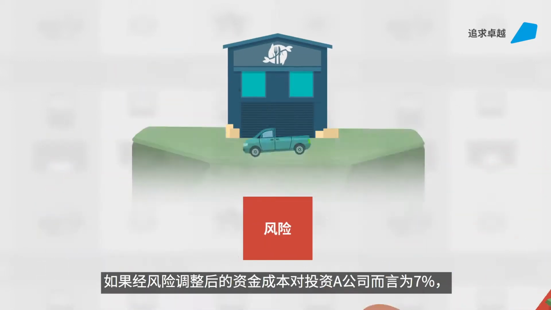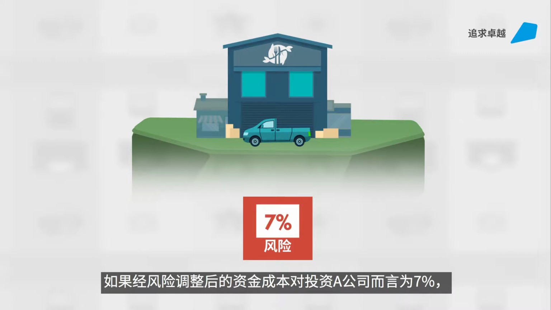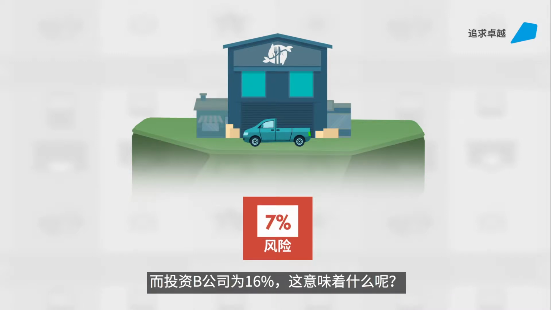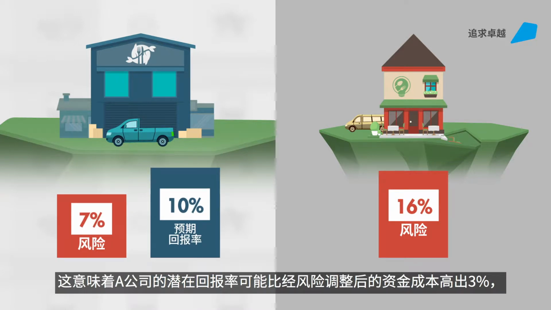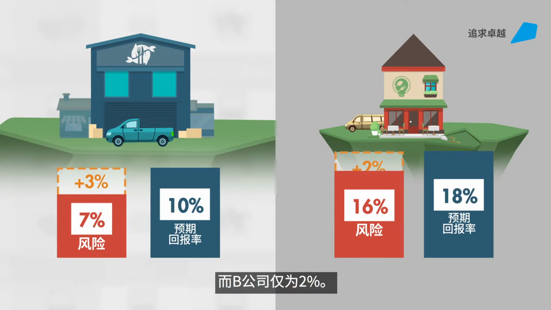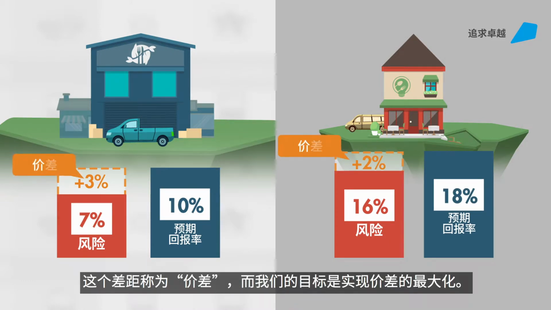What if the risk-adjusted cost of capital for Company A is 7%, and that for Company B is 16%? This means the potential return for Company A is 3% higher than its risk-adjusted cost of capital, and only 2% for Company B. This gap is called the spread, and our goal is to maximize the spread.